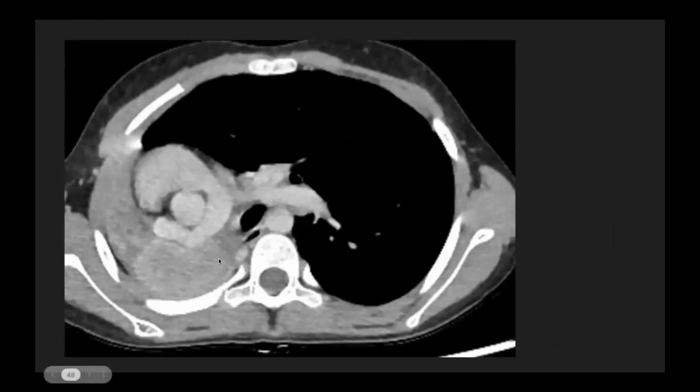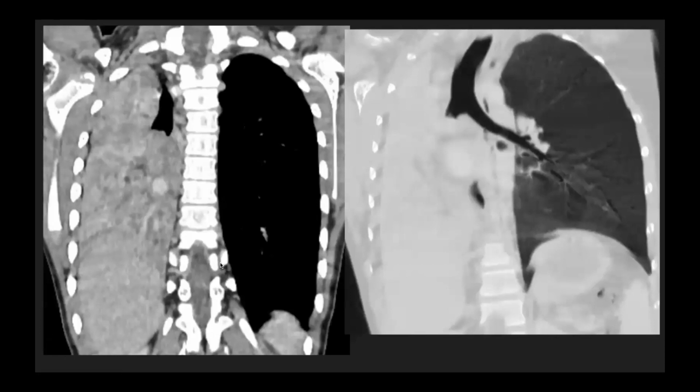And on biopsy, it turned out to be an inflammatory myofibroblastic tumor, or IMFT. So here is the coronal MPR as well as the coronal MINIP image, which shows the bronchial cutoff. So this was an inflammatory myofibroblastic tumor.